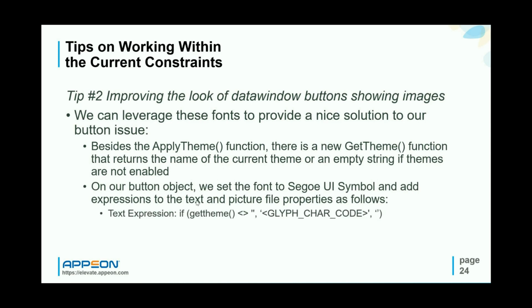What we'll do is we'll set up two expressions on a button object. One that will look at the theme, and if there is a theme defined, we're going to show a character code that will be pulled from the symbol font. Otherwise, we're just going to show nothing. And then correspondingly, we flip it. And if there is no theme, we want to go back and show the original graphic. Otherwise, an empty string. So based on this, whether there's a theme in effect or not, we're going to get two different effects. So let's do a quick demo here.